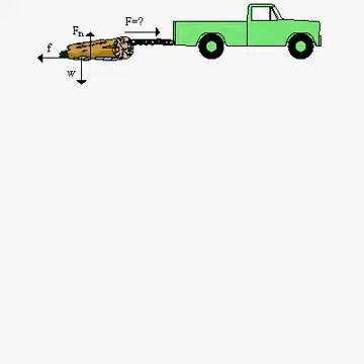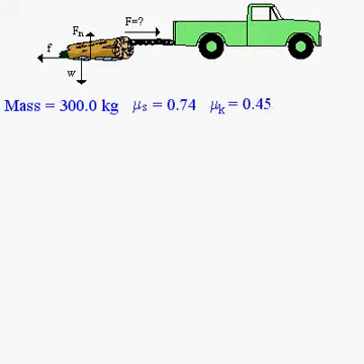In the first part of this example problem, we have a truck pulling on a log. We're given that the mass of the log is 300.0 kilograms. We know that the coefficient of static friction between the log and the ground is 0.74, and the coefficient of kinetic friction is 0.45. And the question is, with what force must the truck pull in order to move the log? Well, to analyze any problem like this, we first have to think of all of the forces involved.